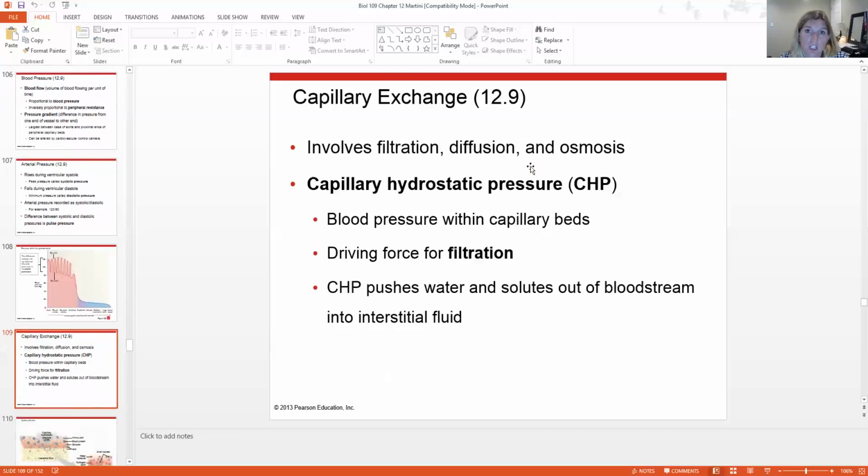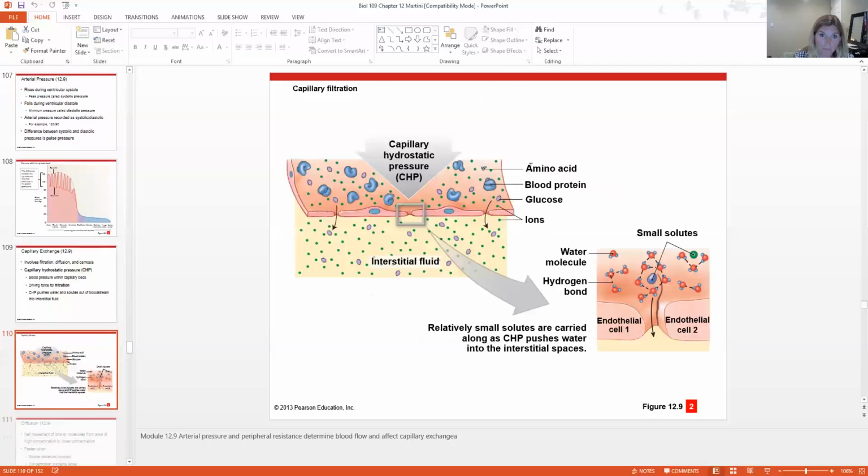So capillary exchange is the next step on our tour through the circulatory system. This involves the factors of filtration, diffusion, and osmosis. It involves a pressure called capillary hydrostatic pressure, or CHP. CHP is the blood pressure within the capillary beds. The driving force for CHP is filtration. Capillary hydrostatic pressure is pushing water and solutes out of the bloodstream and into the interstitial fluid.